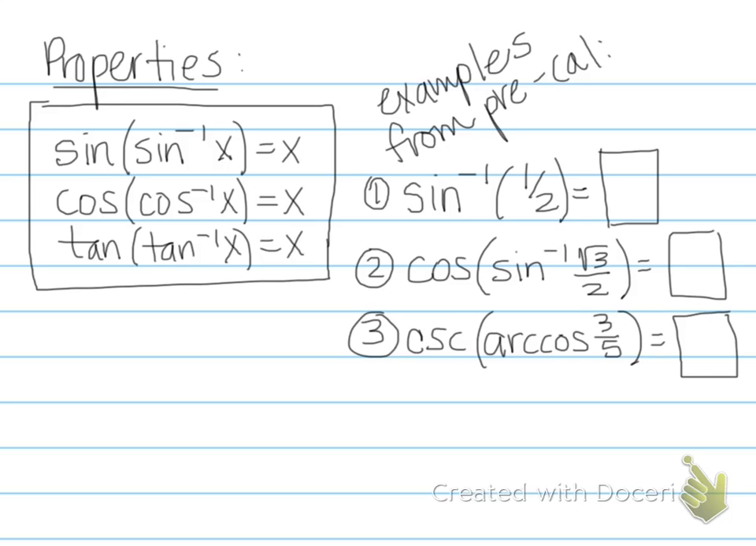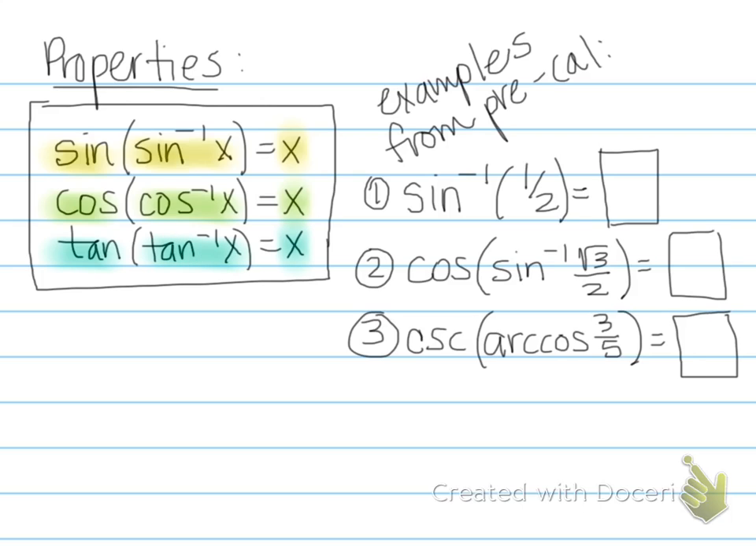So next, we need to remember these cancellation properties. For sine and inverse sine, it helps to read them in a certain way. Read this as the sine of the angle whose sine is x. That's what an inverse trig function says: the angle whose sine is x. Well, the sine of the angle whose sine is x is x. Same thing with cosine. We say the cosine of the angle whose cosine is x is x. Same thing with inverse tangent. We say the tangent of the angle whose tangent is x is x.